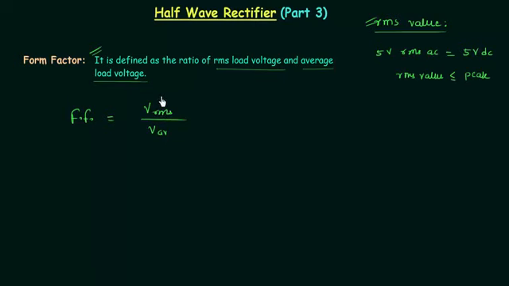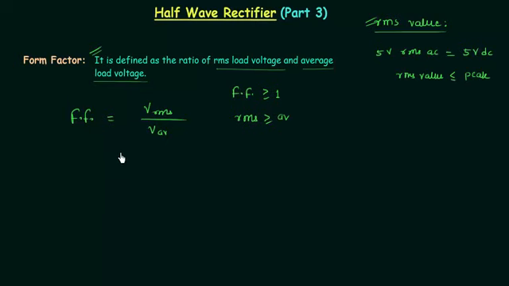But what is the use of form factor? Form factor is used to give information about the waveform, but nowadays it is not mostly used. Form factor is always greater than or equal to 1 because the RMS value is always greater than or equal to the average value, and when they are same, the form factor is equal to 1, and in other cases form factor is greater than 1.